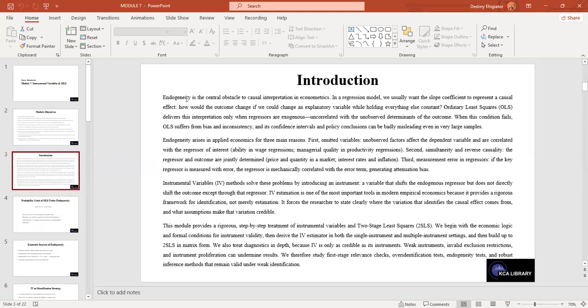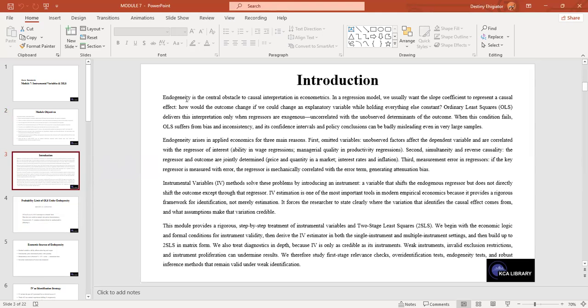By way of introduction, endogeneity is the central obstacle to causal interpretation in econometrics. In a regression model, we usually want the slope coefficient to represent a causal effect. How would the outcome change if we change an explanatory variable while holding everything else constant?